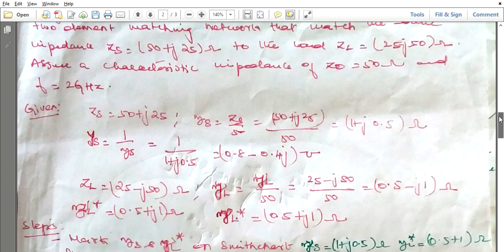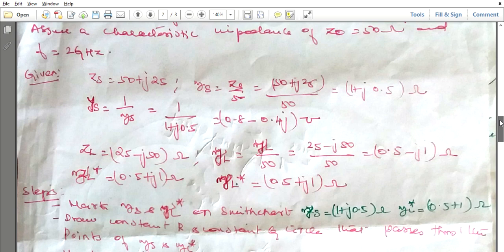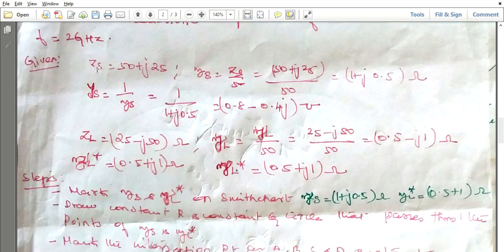First, we have to take the value of ZS and ZL from the given problem. The ZS and ZL given in the problem are unnormalized values. So first you have to convert them into normalized values. So the first step is converting the unnormalized impedance into the normalized impedance. For the conversion, you have to divide the given unnormalized impedance by the characteristic impedance Z0, right? So here in this problem, the Z0 value given is 50.